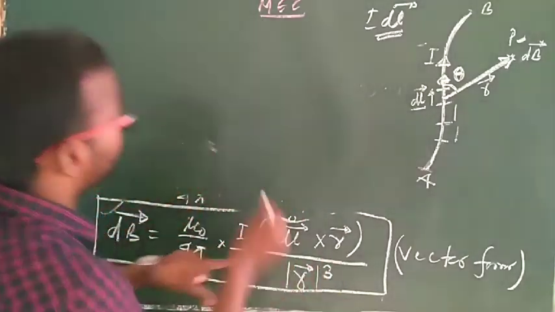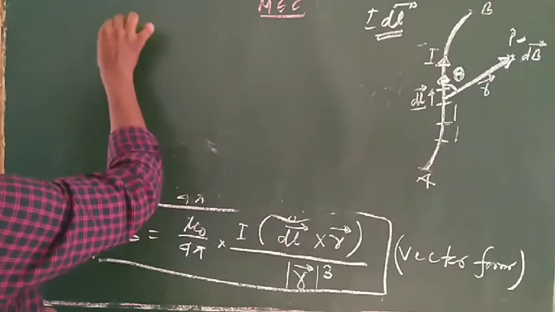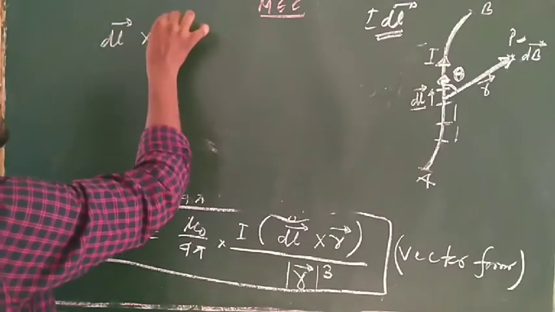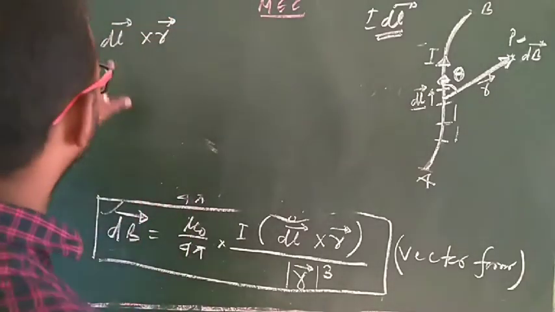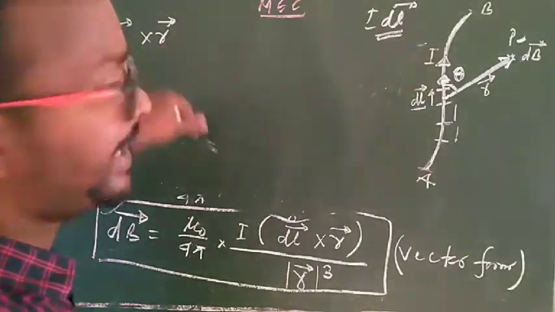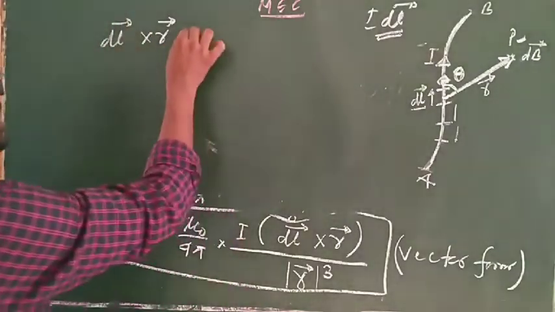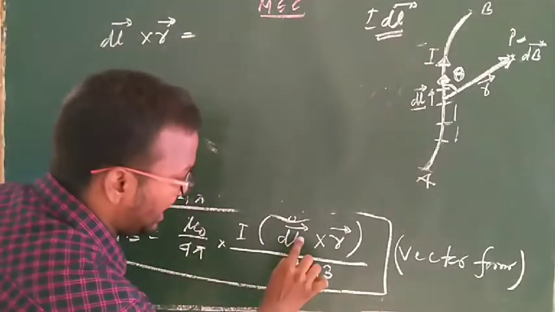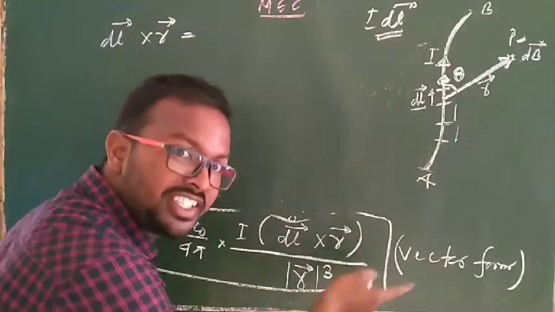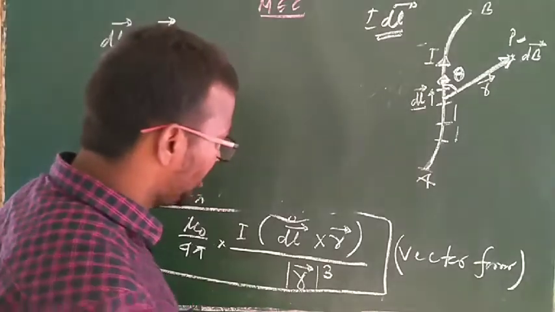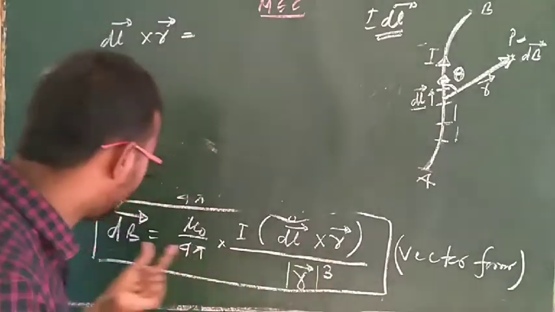But look at this point. This is dl cross r vector. That means dl vector cross r vector. There are two vectors, dl vector and r vector, and there is the cross product of two vectors. So the resultant vector, that is dl vector cross r vector, gives the third vector, which is dB vector.